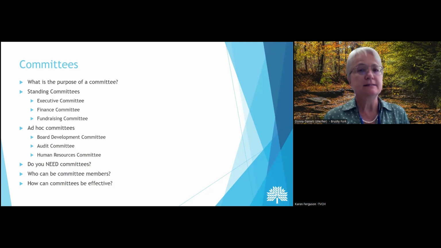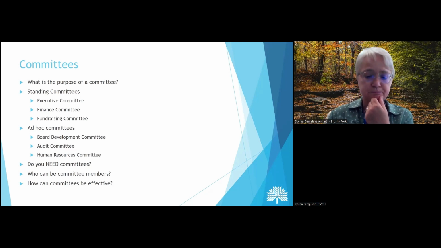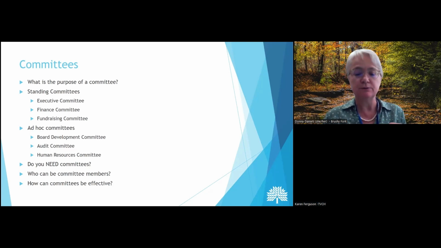And the board has the authority to establish committees. Some of those are going to be designated in your bylaws, particularly these standing committees. Your bylaws should designate those. But the board can determine whether those standing committees need to be there, and they also can form those ad hoc committees, those short-term committees.